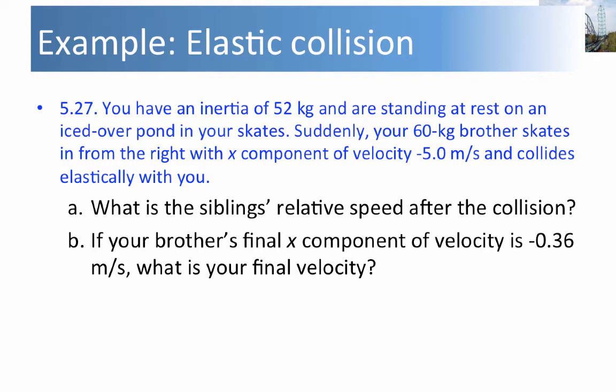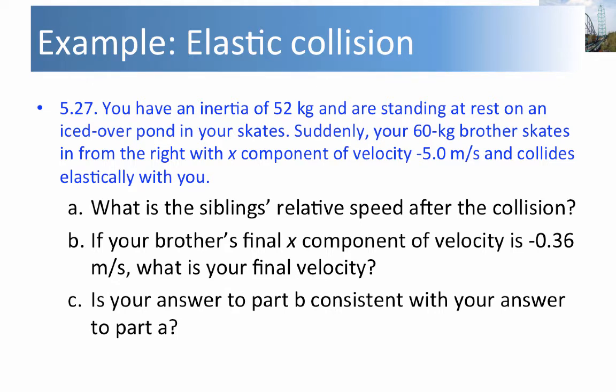If your brother's final x-component of velocity is minus 0.36 meters per second, your brother's velocity increased from minus 5 to minus 0.36. So your velocity must decrease from 0 to a negative something. The negative something has to have a difference between itself and minus 0.36 of 5. That sounded quite complicated. You should write it as an equation. So our final velocity is minus 0.36 minus 5, which is going to give us minus 5.36 meters per second.